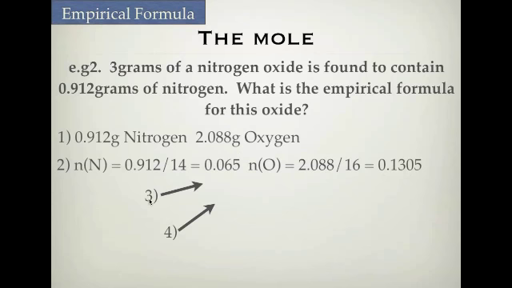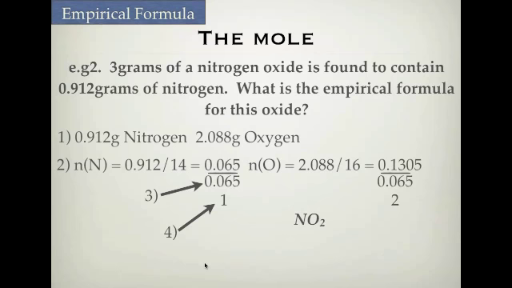So the next step, step number 3, is to divide through by the smallest number of moles. Nitrogen is this, oxygen is this. The smallest is 0.065. So what we need to do is divide through by 0.065 on both of them. Step number 3, done. What that gives you is 1 to 2, a pretty nice even ratio. This comes out as being your ratio, 1 nitrogen, 2 oxygens, gives you NO2, nitrogen dioxide.